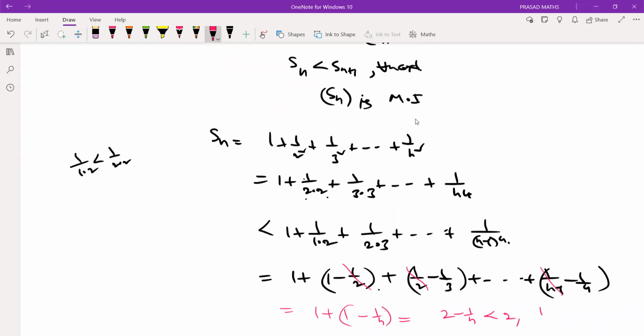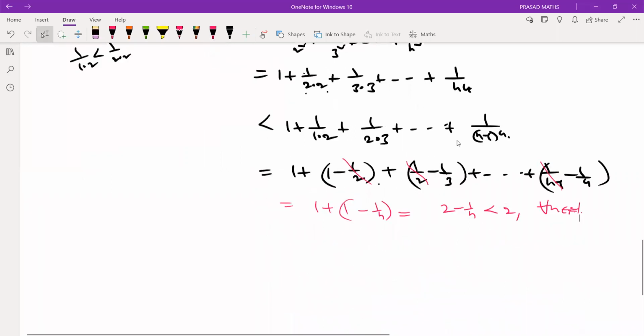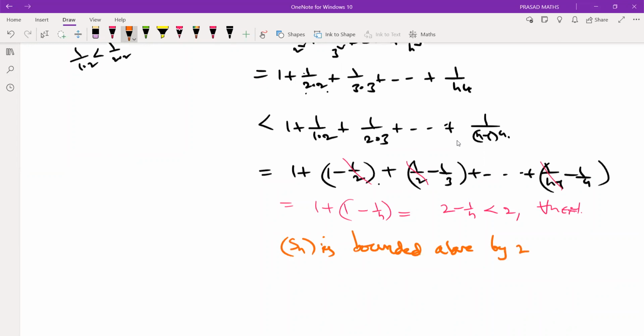This is always less than 2 for every n. Therefore, Sn is a bounded above sequence. What is my Sn? My Sn is a bounded above sequence, bounded above by 2. Therefore, Sn is monotone increasing and bounded above. Therefore, Sn is convergent. Understand? This is my first example of a series which is convergent.